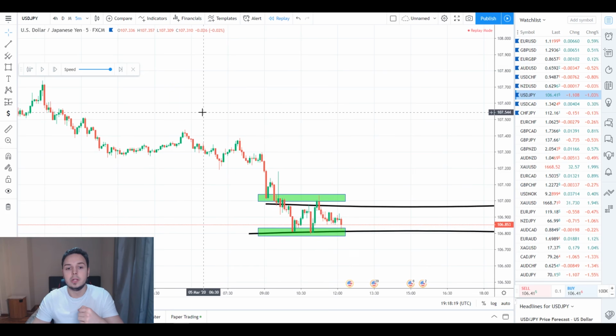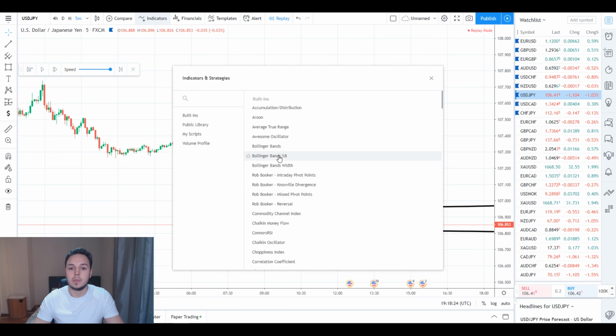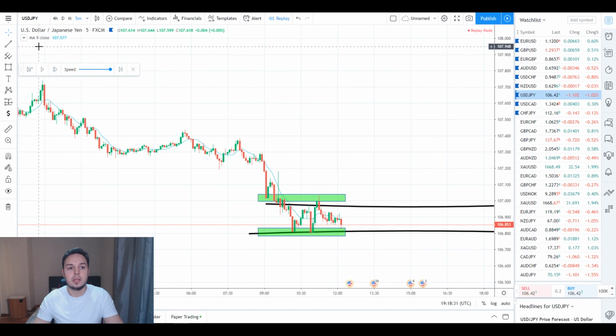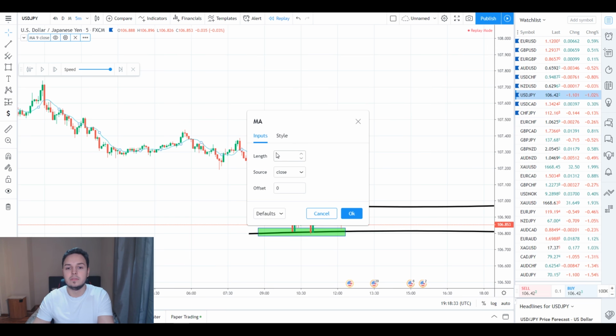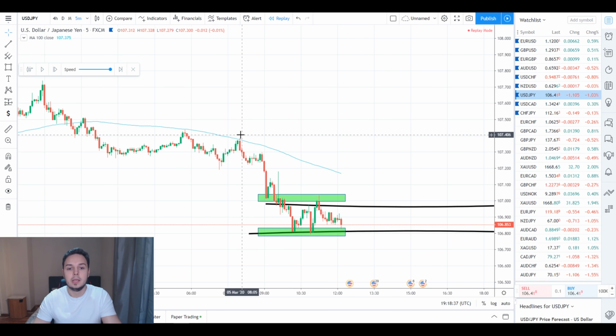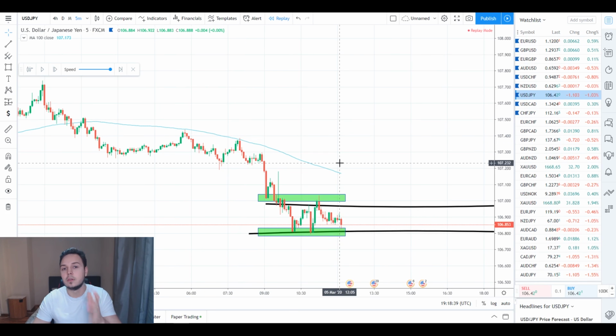Well, generally I would use a moving average as well. So if we just use indicators, maybe find moving average, there we go, we add moving average in. I personally like using 50, 100 or 200, so let's just do 100 or something like that. We see on the 100 that it's currently on a downtrend. You don't have to be a genius to find out.